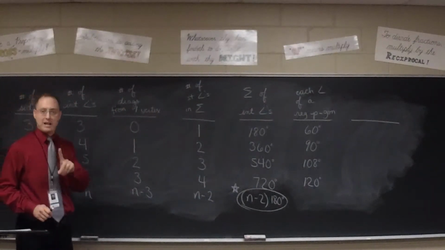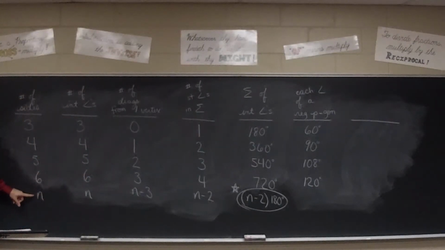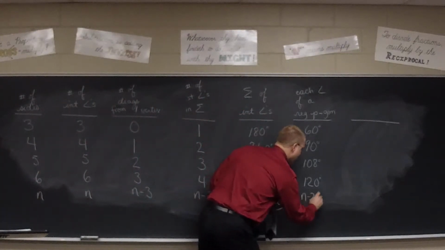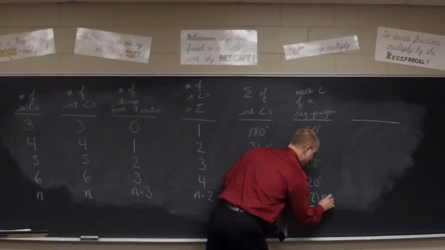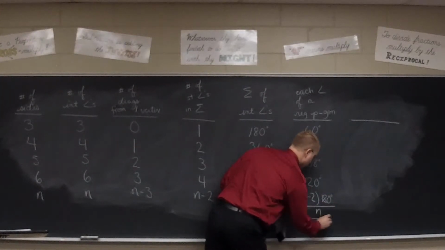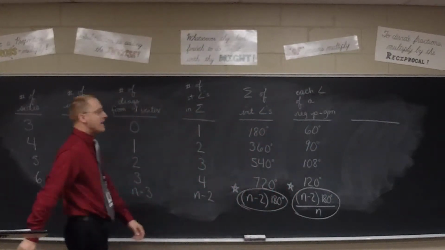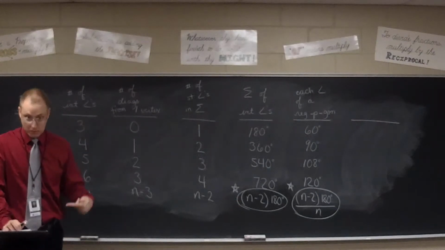But then we said we're going to divide it by how many sides there are. Well, we're using N to represent our number of sides. So to find each angle, write this down. N minus 2 times 180 degrees all over N. And we need to memorize that formula. Now again, that only allows you to find each angle of a regular polygon.